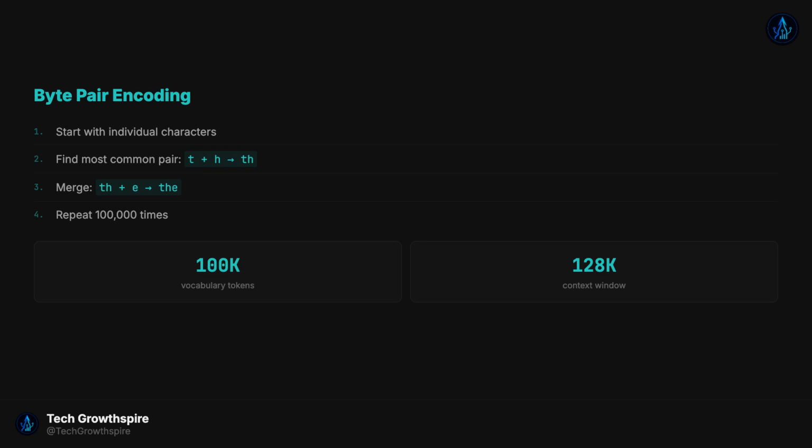Why does this matter? Because the vocabulary size directly affects computation. Every token needs its own entry in the model's parameter table. Larger vocabulary means more efficient encoding, but more parameters to manage. Now, once we have tokens, we need to convert them into something the model can process mathematically.